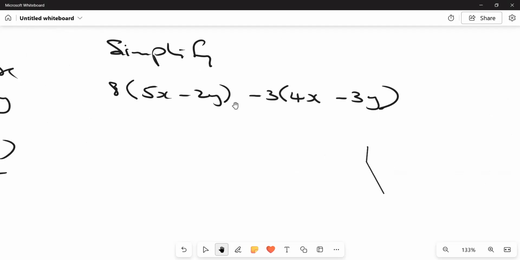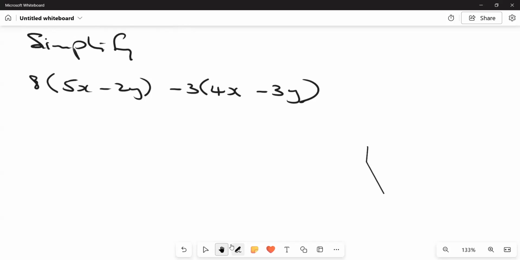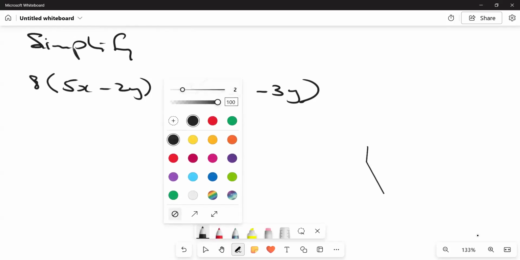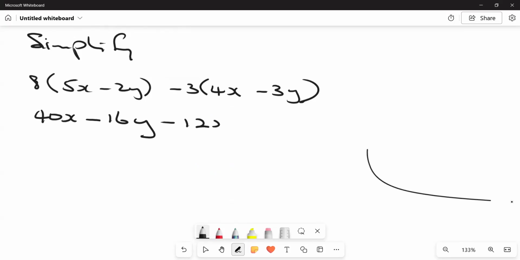This one involves some minus signs, so that's why I want to highlight it. Look at this one. We are multiplying the 8 by everything in here. 8 by 5x is 40x. 8 by minus 2y is minus 16y. Minus 3 by 4x is minus 12x. Minus 3 by minus 3y.